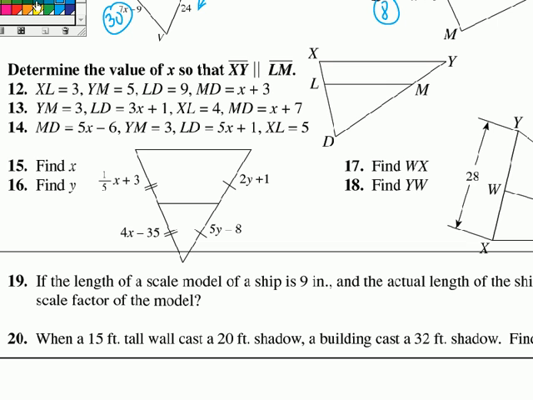Let's change colors. Let's get this green. All right, so here we go. Let's put some numbers in here. XL is 3, YM is 5, LD is 9, and MD is x plus 3. And we are trying to find what x is going to equal in order to make this parallel to this. Well, if these segments right there are in proportion, then these two segments right there will be parallel to each other.